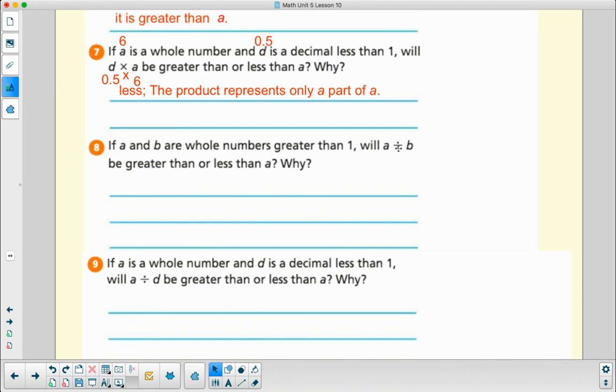So using that and what we've talked about so far, if A and B are whole numbers greater than 1, will A divided by B be greater than or less than A? Why? Pause the video, then start it when you're ready.